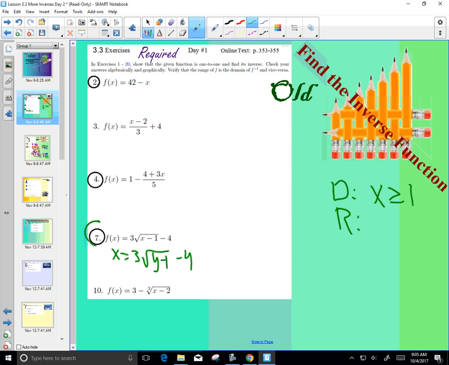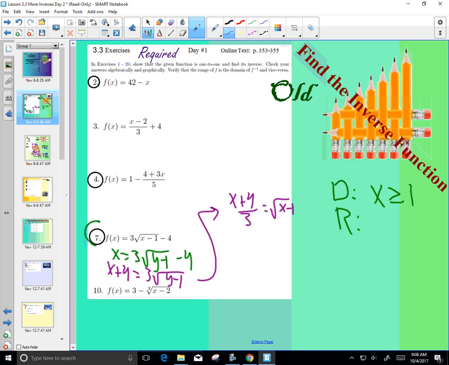Okay, so 3y, what should we do to both sides here? Add a 4? Sure. So you get x plus 4 equals 3 times the square root of y minus 1. Now what should we do? Divide by 3. Yep. So you get the square root of x minus 1.